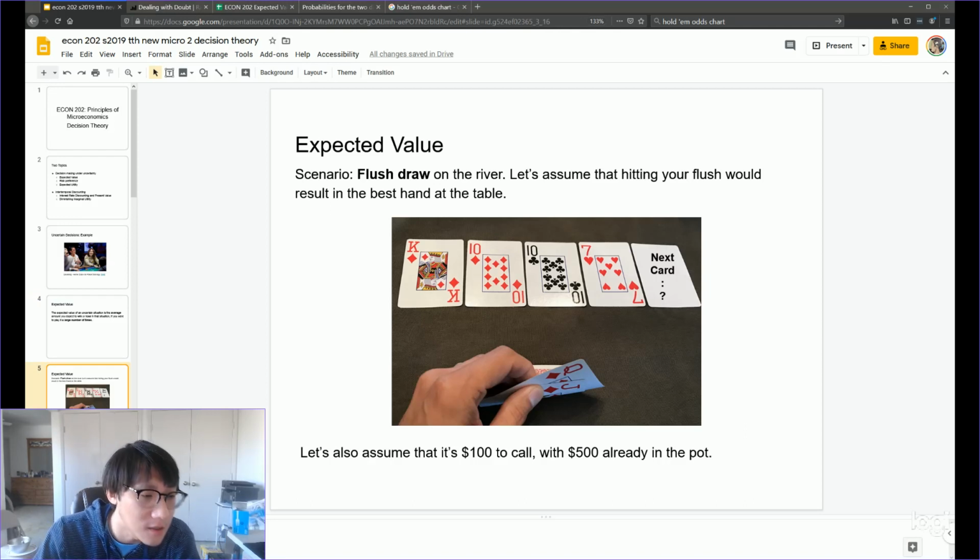So let's do a specific calculation. Over the next couple of slides, we're going to be learning how to calculate the expected value in a given situation. So let's use a situation very similar to the one they have on the listening. The scenario is a poker situation where you have what's known as a flush draw on the river. For those who don't play poker, a flush in poker is a series of 5 cards that are all of the same suit, so all diamonds or all hearts or something like that. And a flush is a pretty high hand in poker. It's a pretty good hand.